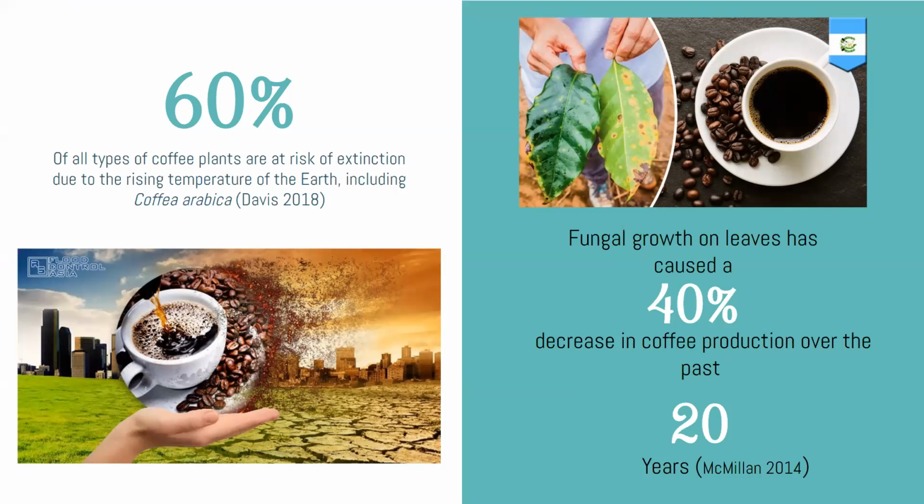Due to climate change, 60% of all types of coffee plants are at risk of extinction, including Coffea Arabica, which is the coffee species we will be working with. Furthermore, fungal growth on leaves of the coffee plant has also caused a 40% decrease in coffee production over the past 20 years. So, based off these two facts, we can see just how endangered coffee is around the world.